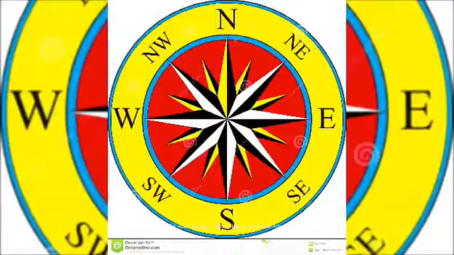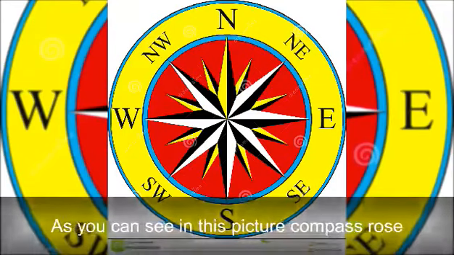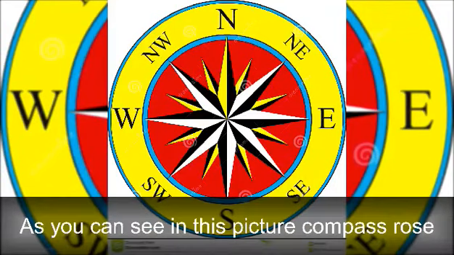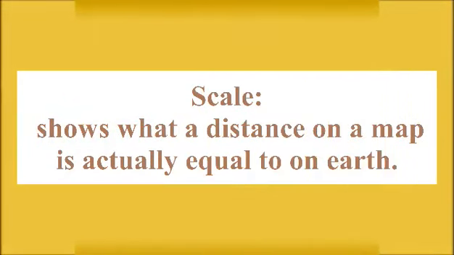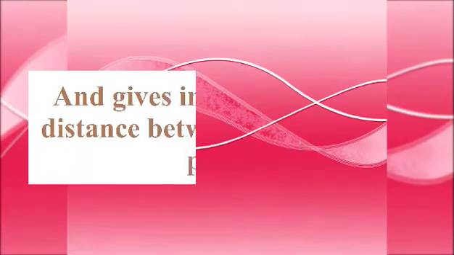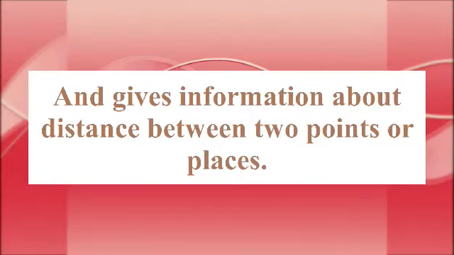Dear student, as you can see in this picture, our fourth element of map is scale. Scale shows what a distance on a map is actually equal to on Earth and gives information about distance between 2 points or places.